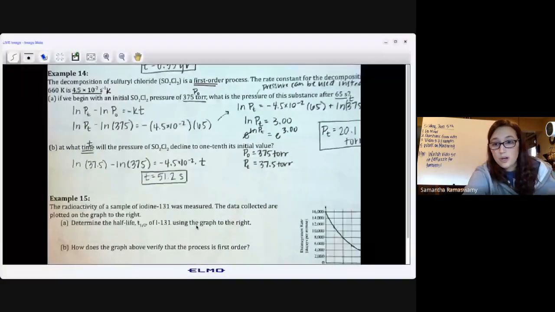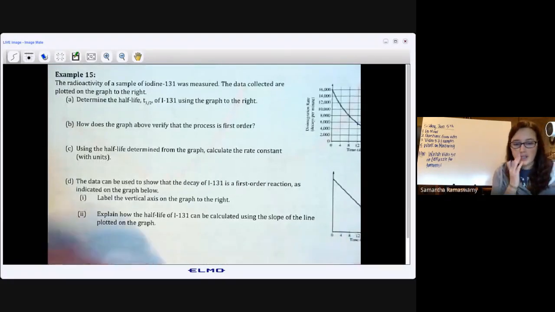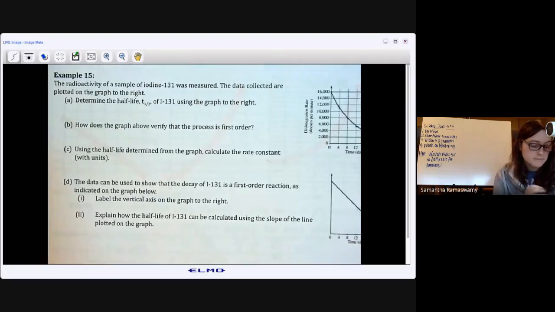These were probably the two longest ones because these are questions similar to mastering. So the next few we'll go through more quickly. I know you're probably like, oh, thank God. So example 15, this actually is an old AP question.